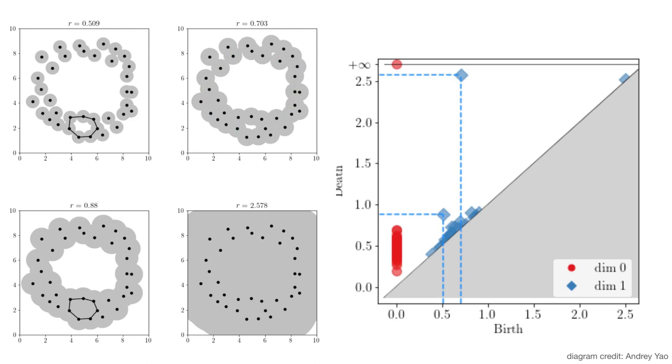So if you're interested in finding large holes, the traditional method works pretty well. But if you're interested in finding small holes, then you have to be more careful.